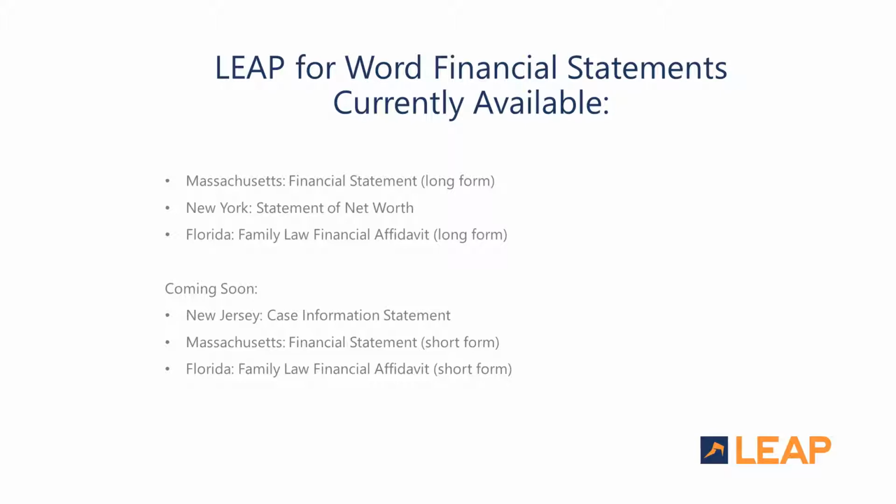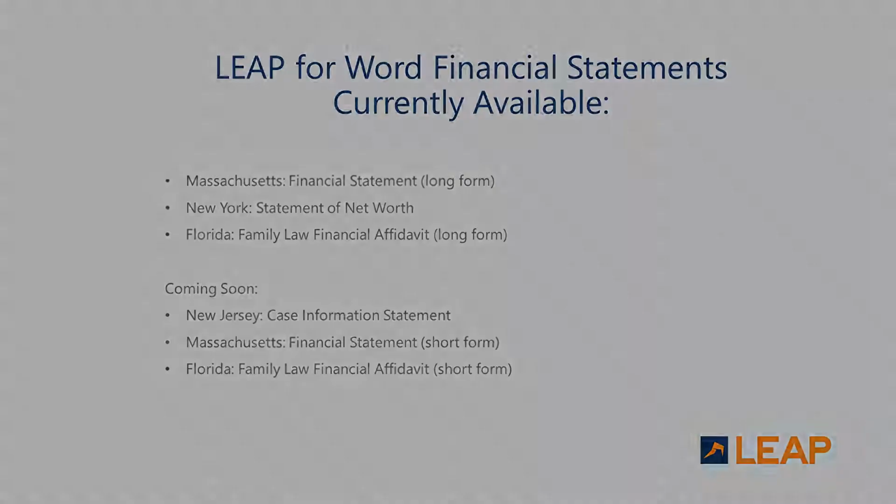These forms can be found in their respective folders in Forms and Templates, with the phrase Leap for Word added at the end of their form names to indicate that these forms are utilizing the new interface. The form we'll be demonstrating in our webinar today is the Massachusetts Financial Statement. But keep in mind that the new functionality shown in this form will be available in the other forms listed here.